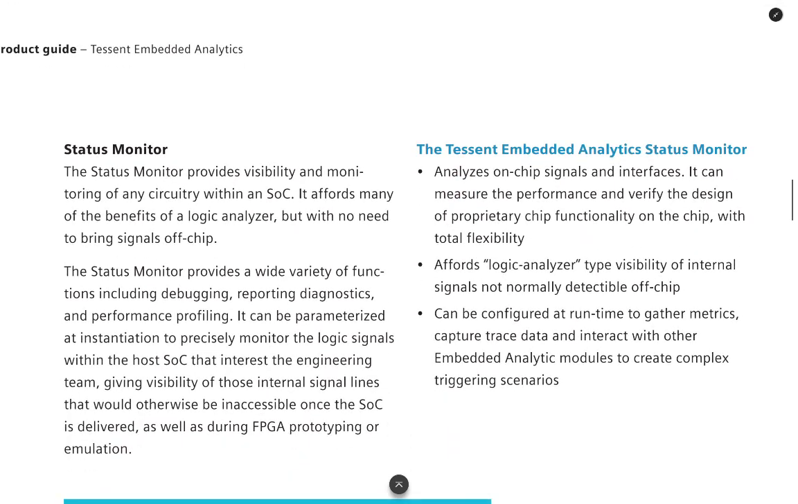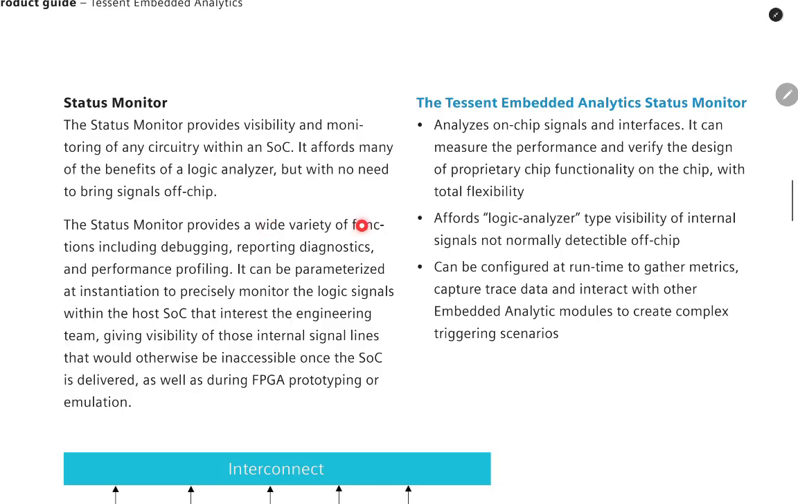The status monitor. The status monitor provides visibility and monitoring of any circuitry within the SoC. It offers many of the benefits of a logic analyzer, but with no need to bring signals off chip. The status monitor provides a wide variety of functions, including debugging, reporting diagnostics, and performance profiling. It can be parameterized and instantiated to precisely monitor the logic signals within the host SoC that interest the engineering team, giving visibility of those internal signal lines that would otherwise be inaccessible once the SoC is delivered, as well as during FPGA prototyping or emulation.